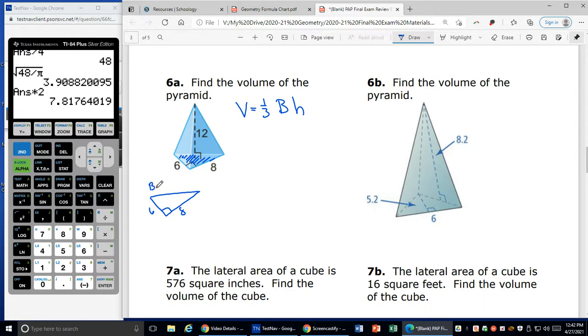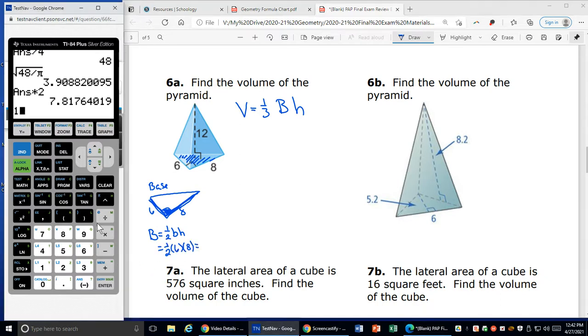This is my base, which means I don't need to know the capital P because it's not part of my formula. I'd need to use the Pythagorean Theorem if I wanted to find it, though. I do believe it's 10. I really just need the area of the base, which for a triangle is 1/2 its base times its height. And remember, the base and the height have to come together at a 90-degree angle. So the base and the height are the 6 and the 8. 1/2 of 6 times 8.